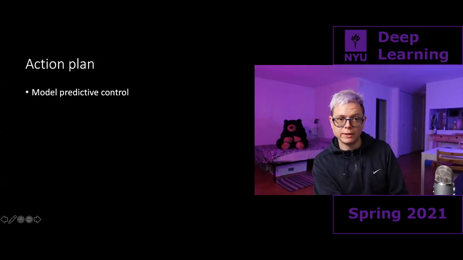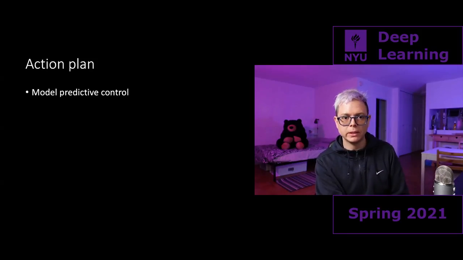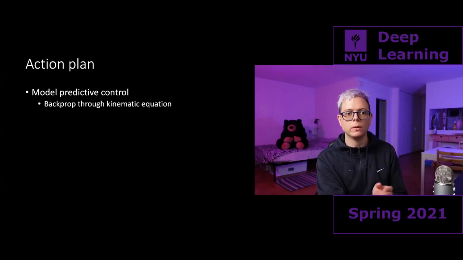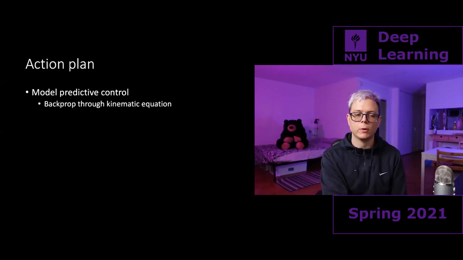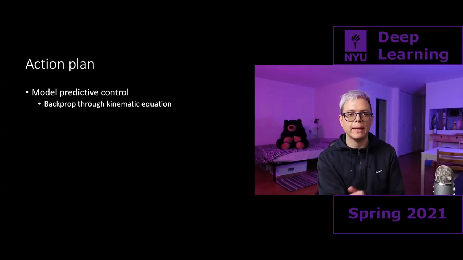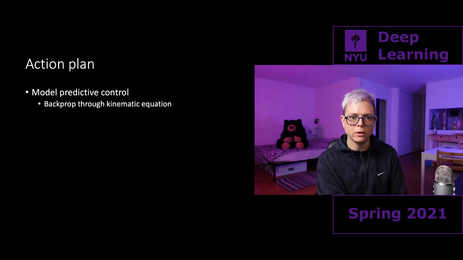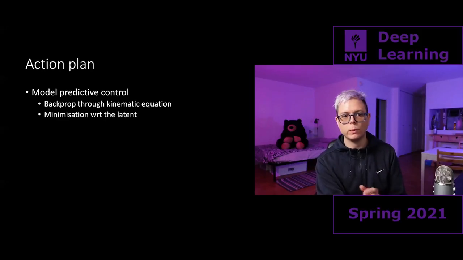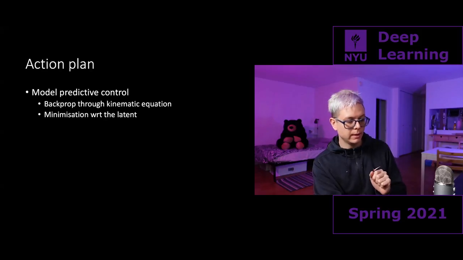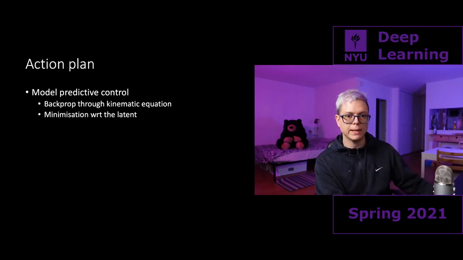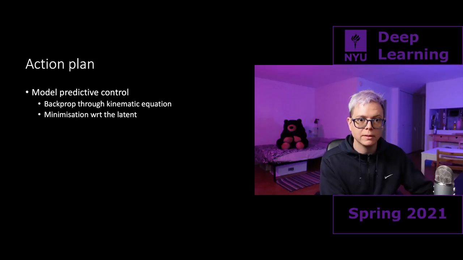We talked the first time about model predictive control, right? So we saw how we can perform backpropagation through the kinematics equation of a vehicle. And then we saw that we are going to be minimizing the cost, energy, whatever, with respect to the latent. Actually, let me show you what I was doing these days.